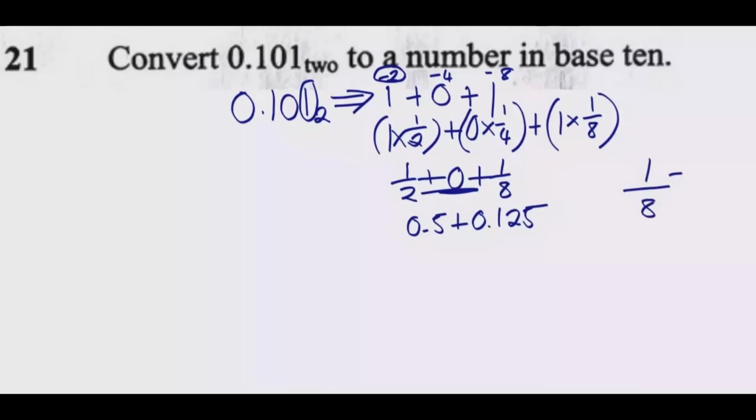Question 23 was as follows. Factorize completely 15x squared plus 3xy. So how do we do this?